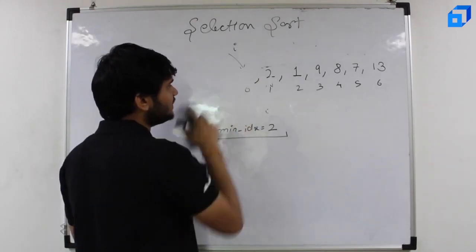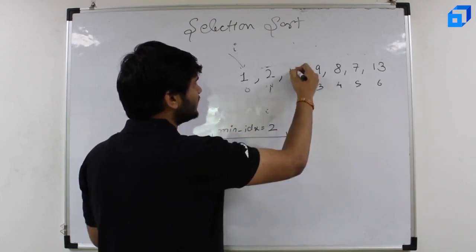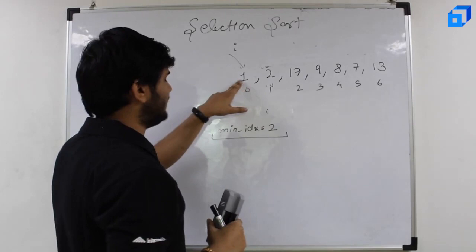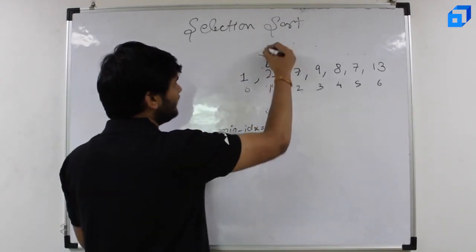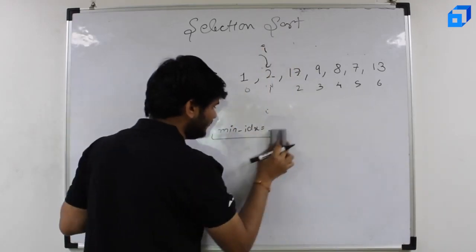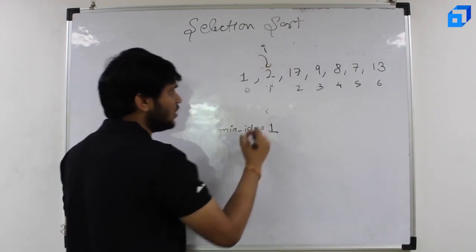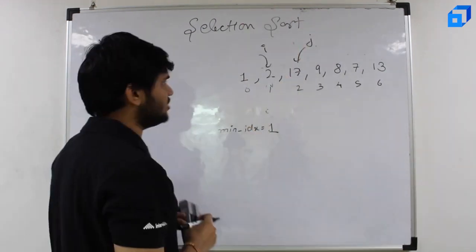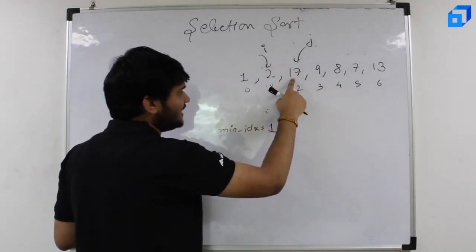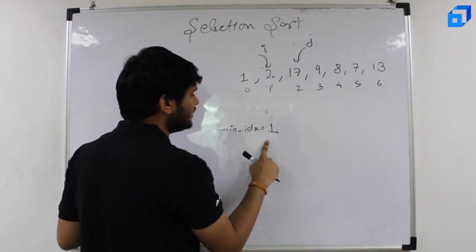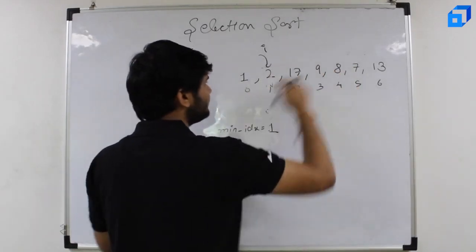So now after swapping, 1 will come here and 17 will come here, right? So here you can see we have just placed 1 at its best position. Now we will increment the value of I. I will be pointing here. Again a new fresh loop will start and the minimum index will initially point to the same element pointed by the ith index, that is 2, and we will start the jth pointer from the I plus 1th index. Now we will compare, is the element pointed by the jth pointer smaller than the element pointed by the minimum index? No, it is not smaller, so we will just increment the value of j.